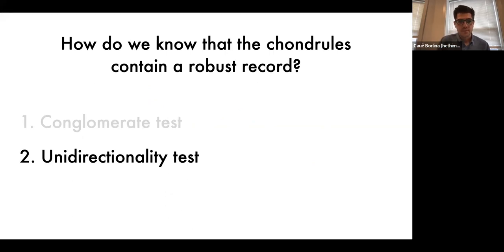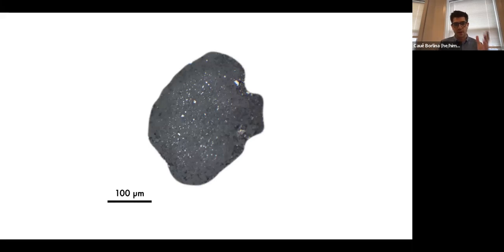Now there's a second test that we can do, and that's the unidirectionality test. The idea of the unidirectionality test is that if you have a chondrule, so you're seeing here a reflected light image of a chondrule, with a magnetic direction highlighted here in the green arrow, if you were to split that chondrule in half, and if this chondrule acquired what we call a thermal remanent magnetization, so it cools through the background magnetic field, which is uniform and homogeneous, that should be the solar nebula record, you would be able to see the same magnetic directions in both parts.